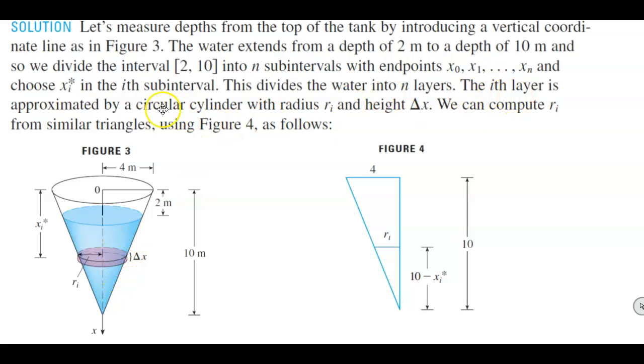The ith layer is approximated by a circular cylinder with a radius r subscript i, and it has a height of delta x. And so we can compute r subscript i from similar triangles using figure number 4. So therefore, we're going to create this similar triangle. We know that this distance is 10. We know that this distance represents 10 minus x subscript i. We know that this is the radius r subscript i. And at the top, we have a radius of 4. So we're going to use the idea of similar triangles to then solve.